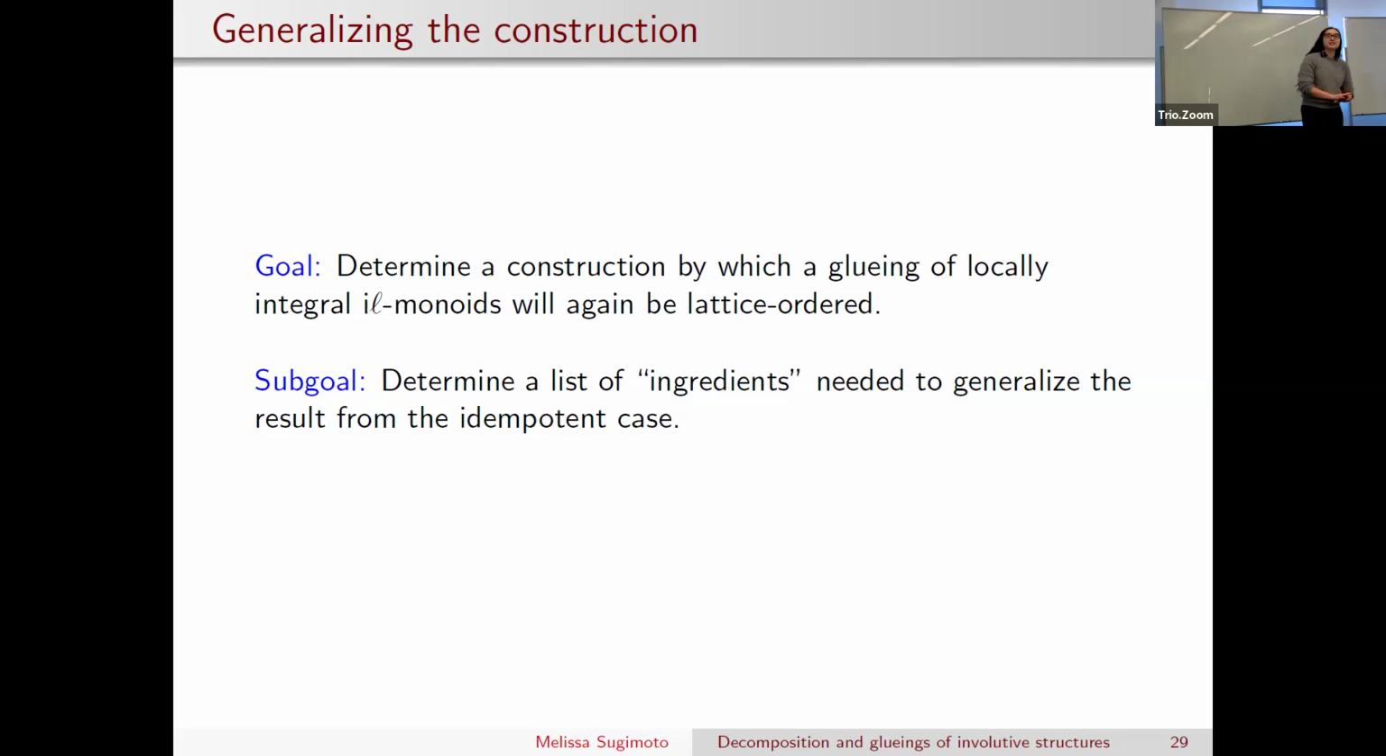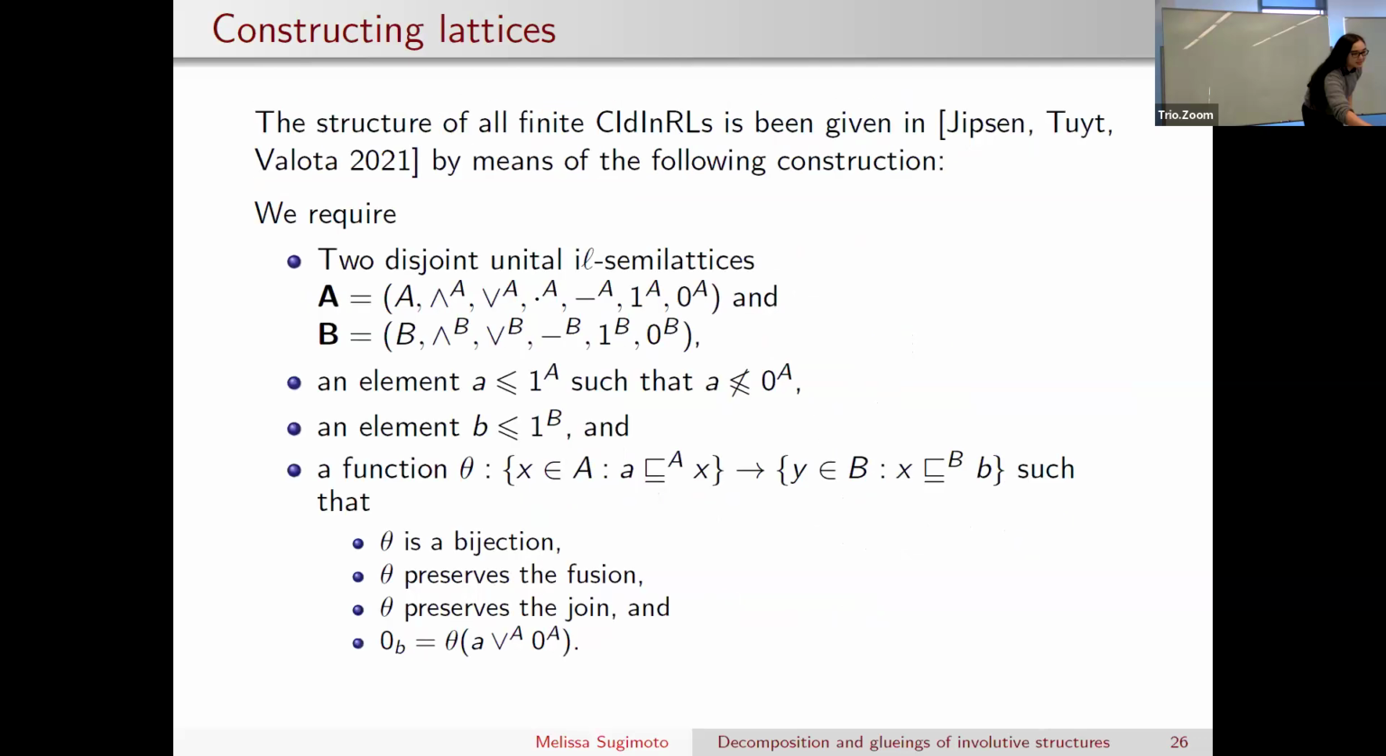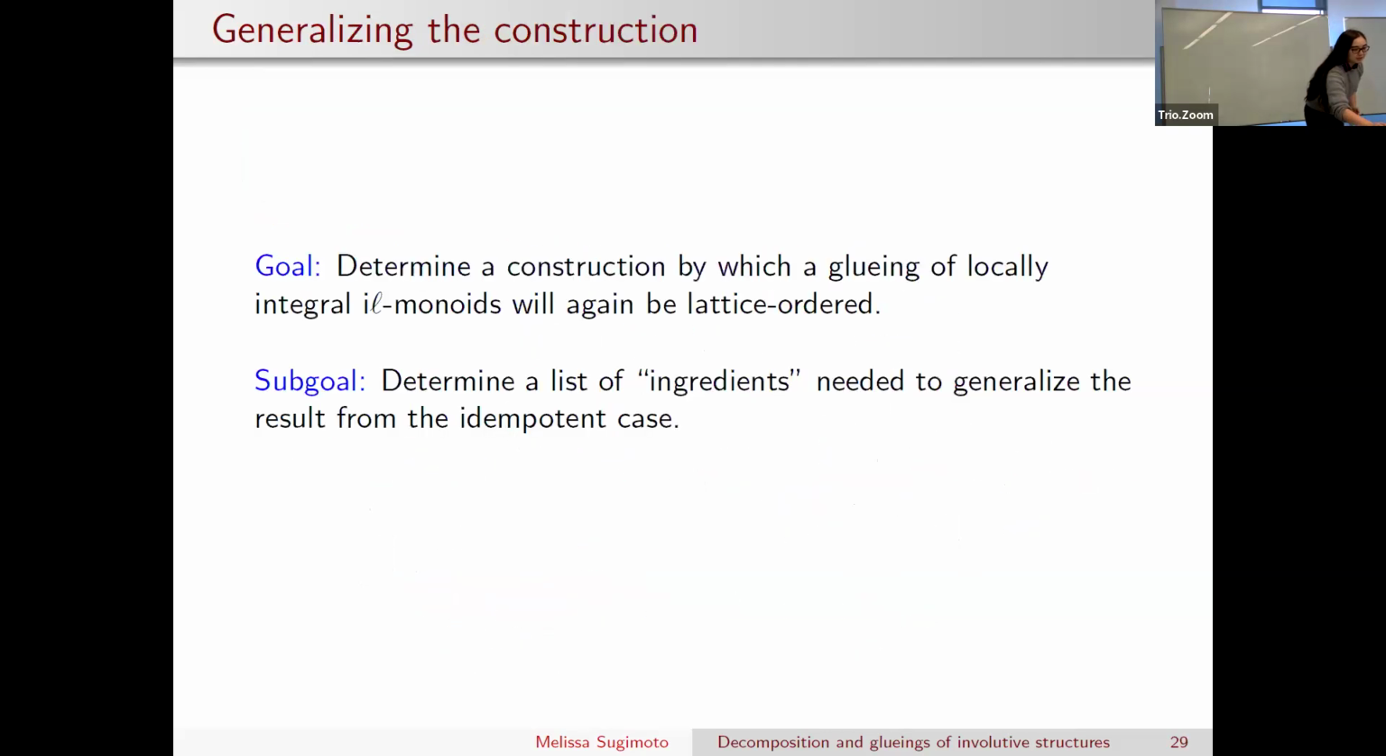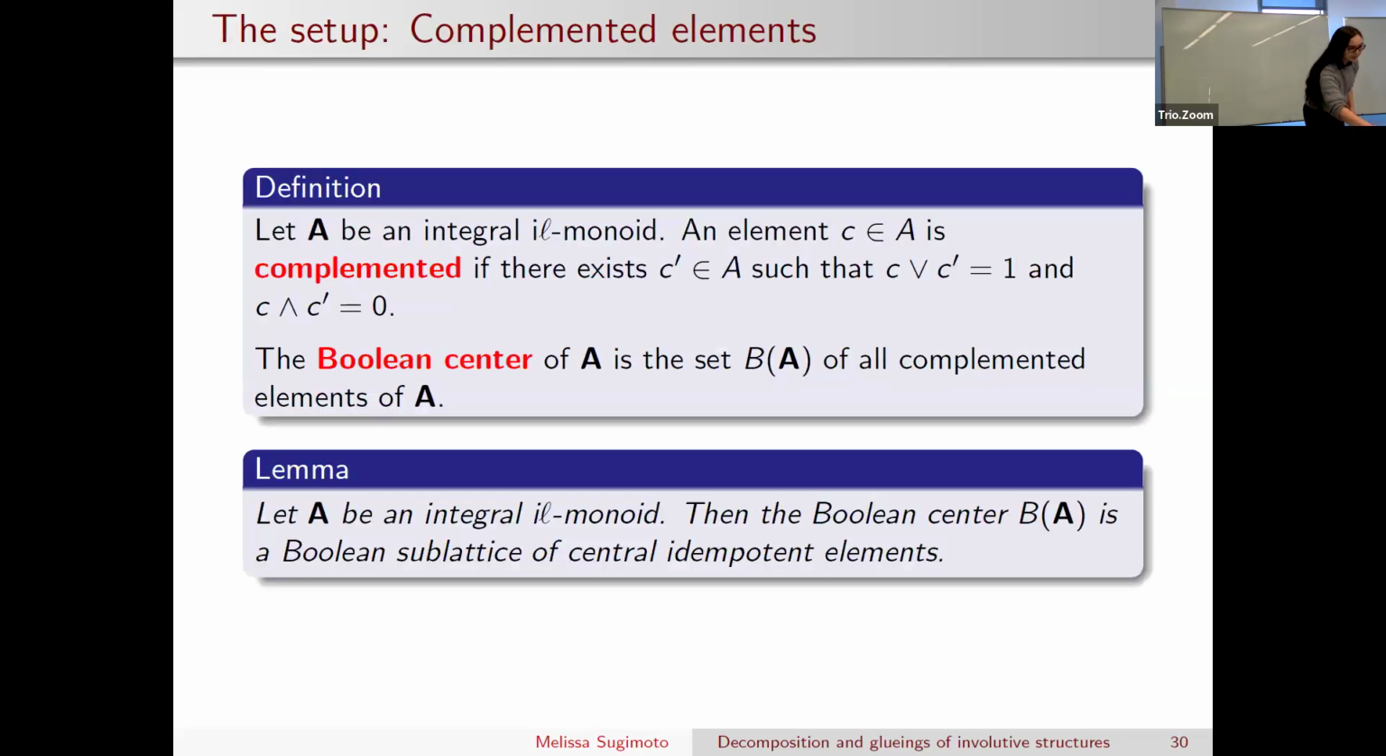Our sub-goal of this is, if we're just trying to generalize the construction from before, a couple slides ago we had a long list of ingredients that we needed in order to make this construction work. I'd like to know what the ingredients are to generalize this in the non-idempotent case. To do that, we go back to this 2009 paper, again by my advisor, and talk about complemented elements.